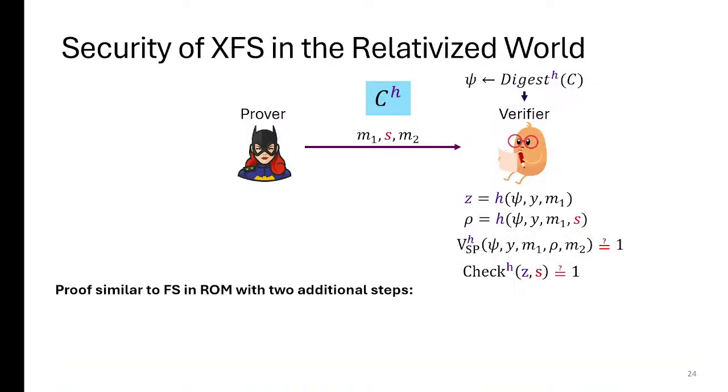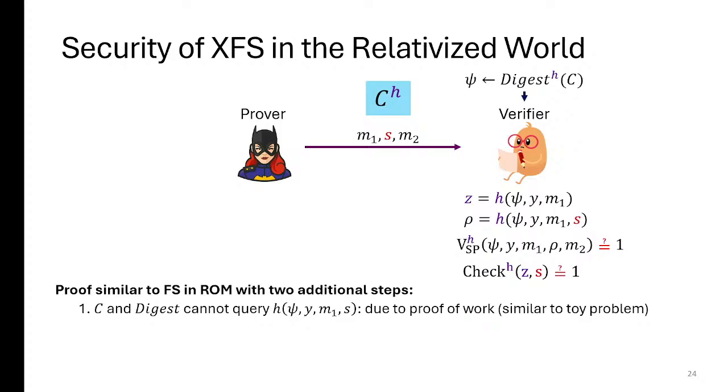So for XFS, this is just XFS in the relativized world. It's a similar proof idea, except that we have 2 additional steps. The first step is saying that C and the digest should not be able to compute this query. Now we have the proof of work query here, and this is due to the proof of work. The proof idea is very similar to what we saw for the toy problem. And so we've protected these 2 guys.